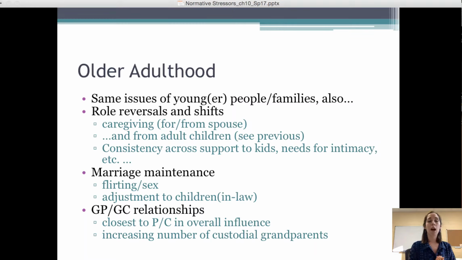Grandparent-grandchild relationships. Grandparents are closest. Grandparent-grandchild is closest to parent-child in terms of overall influence. And you might be thinking, you just said that about siblings. I know, it's tricky business.